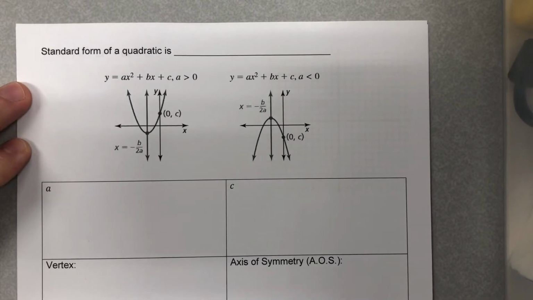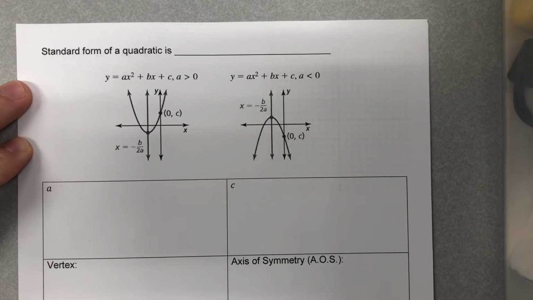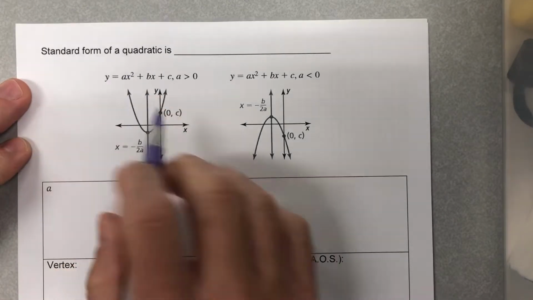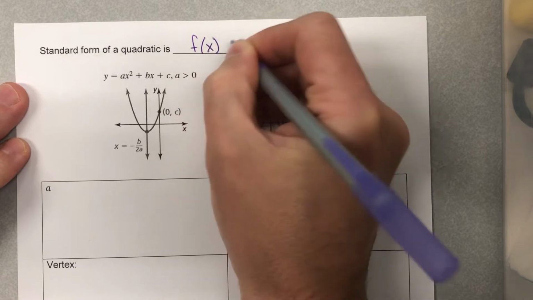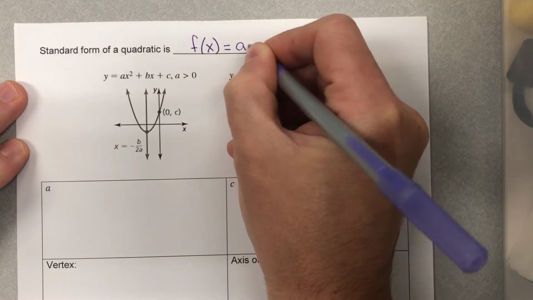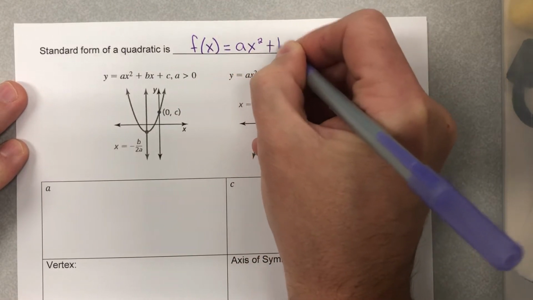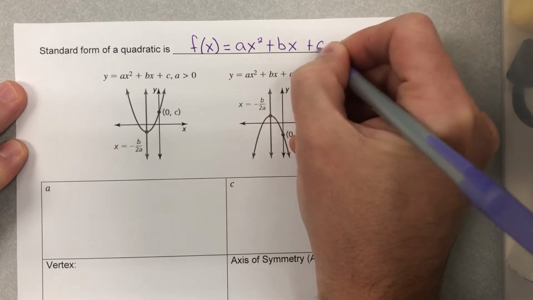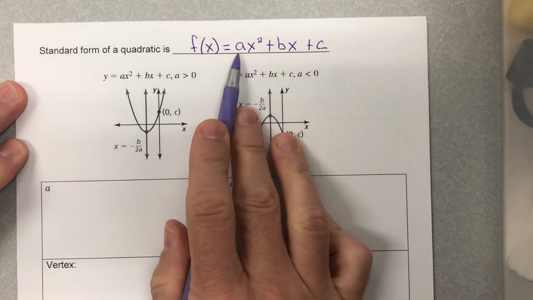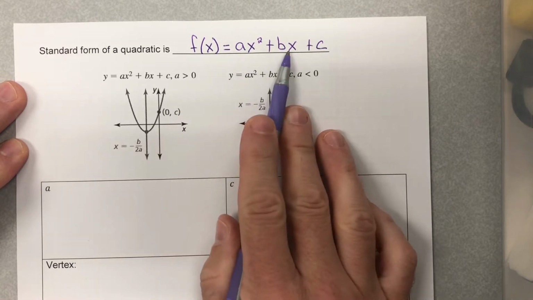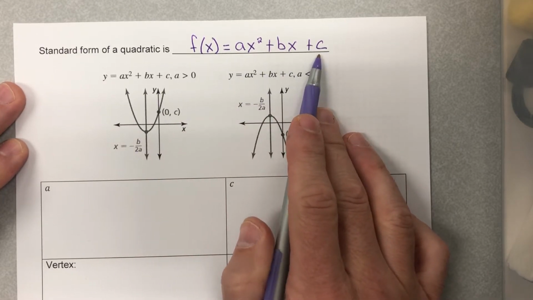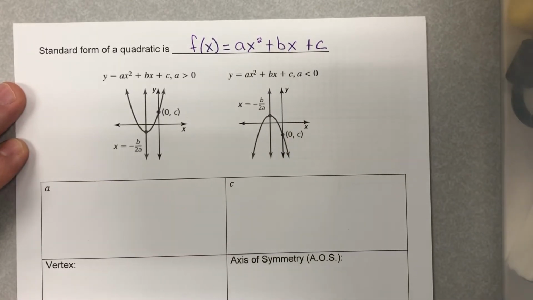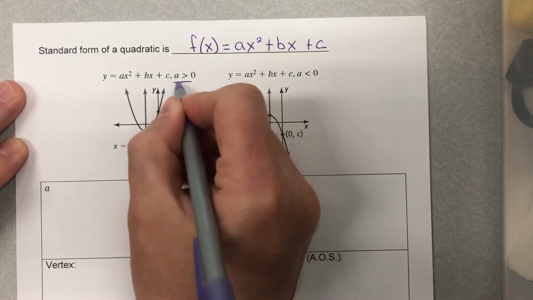Today, we'll be learning about standard form of a quadratic equation. Standard form of a quadratic is y equals, or a lot of times I use function notation, f of x equals ax squared plus bx plus c. Notice the a is the coefficient of the x squared, the b is the coefficient of the x, and c is our constant.